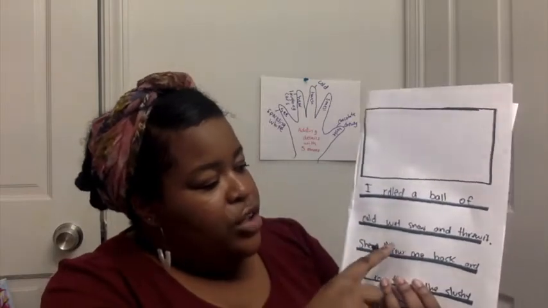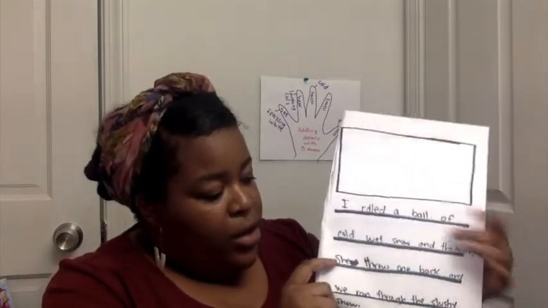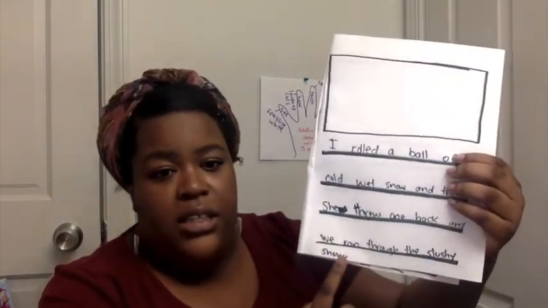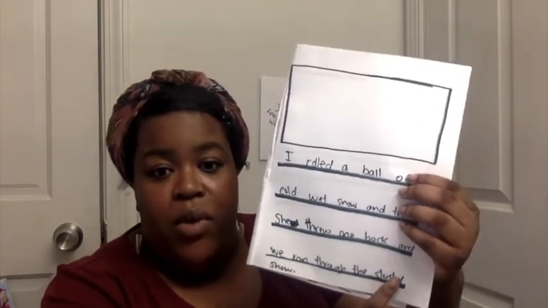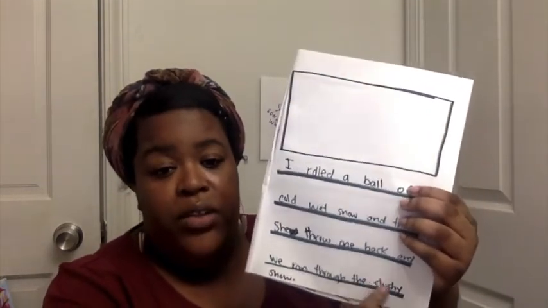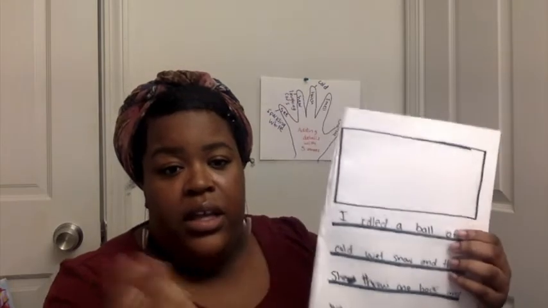Then I said, she threw one back, and we ran through the slushy snow. So again, I'm describing what it felt like. Touch again. We ran through the slushy snow. Then I'm going to add my picture to match. But before I do that, I want to get my words on the next page and think about which one of my 5 sentences I could use here.